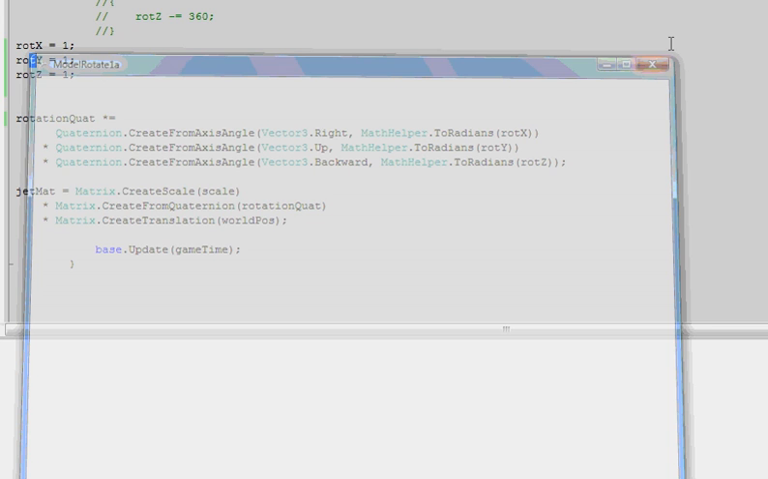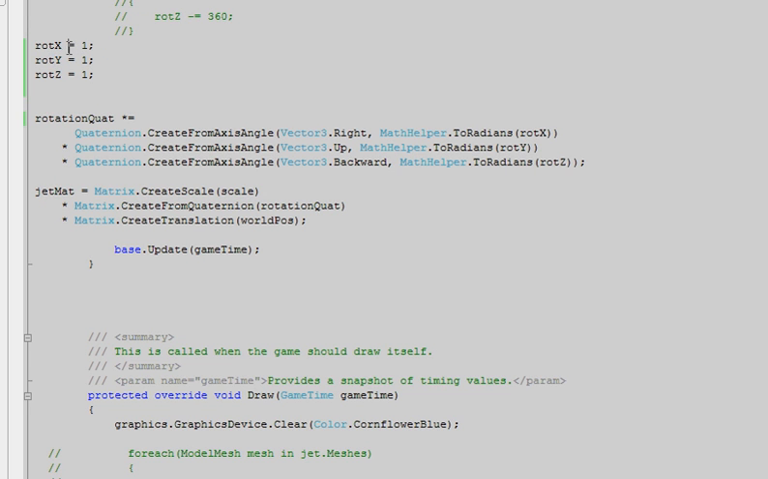So I'm going to close that down, and I'm going to put plus equals in front of all these, and I'm going to take away that. And now we pretty much have rotation x, y, and z variables here that are storing the total degrees, and we're building a new rotation quot each frame.